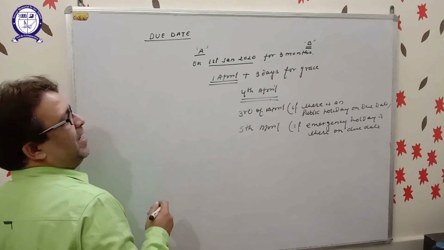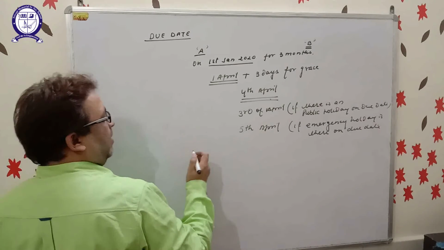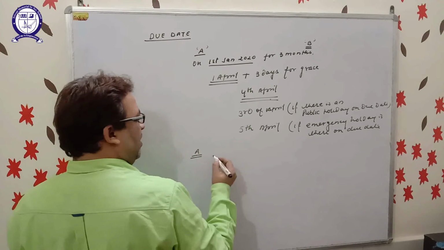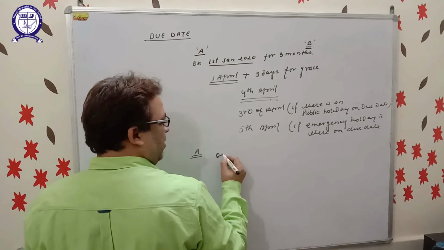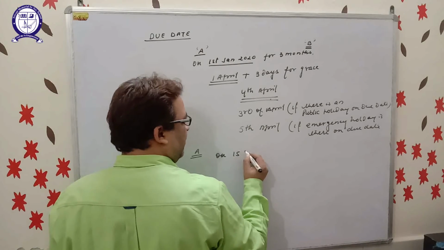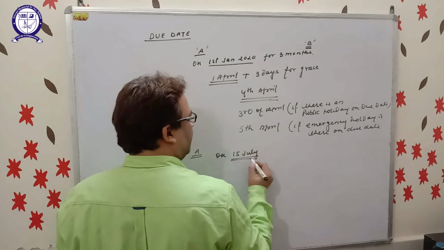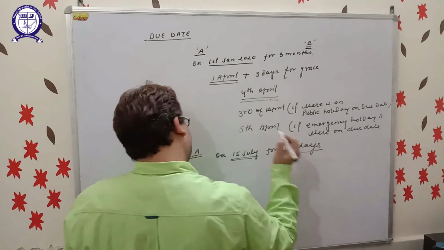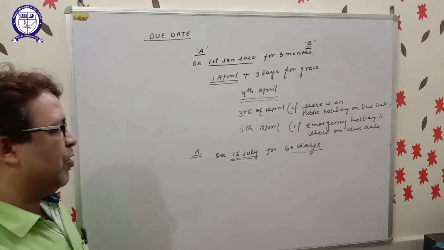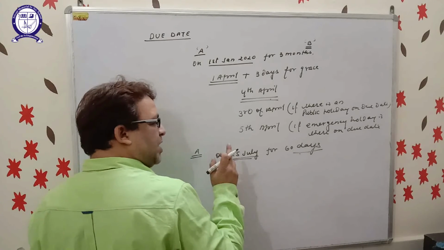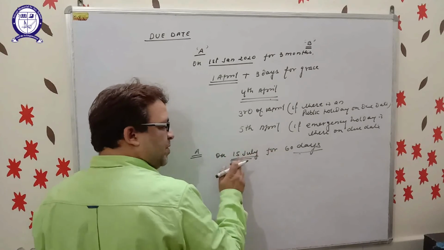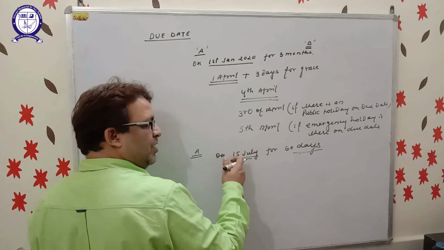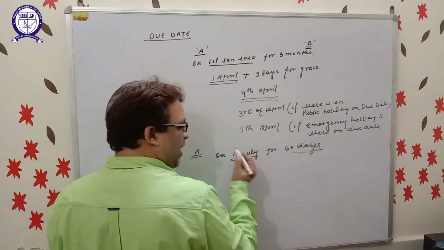Now let us understand one more example. Suppose A has drawn a bill on 15th of July for 60 days. How to calculate the due date now? We have to start counting from 16th of July. Leave the 15th of July. Count from 16th July.